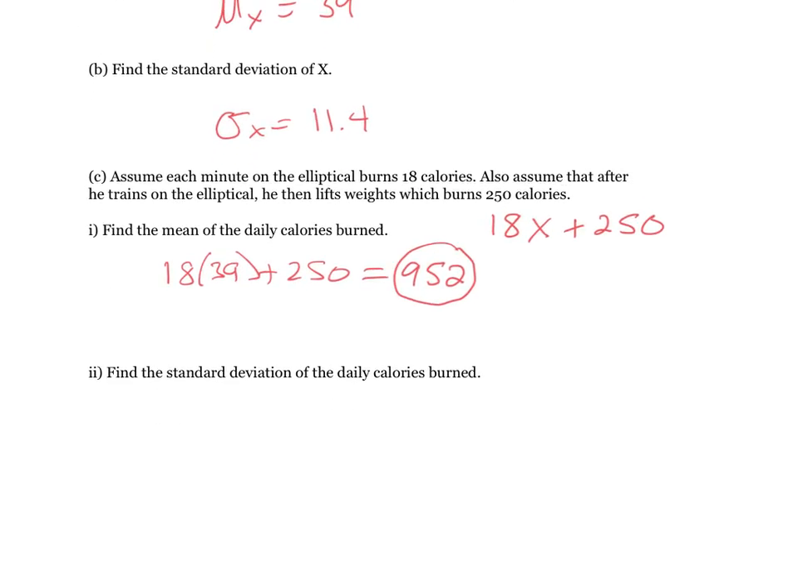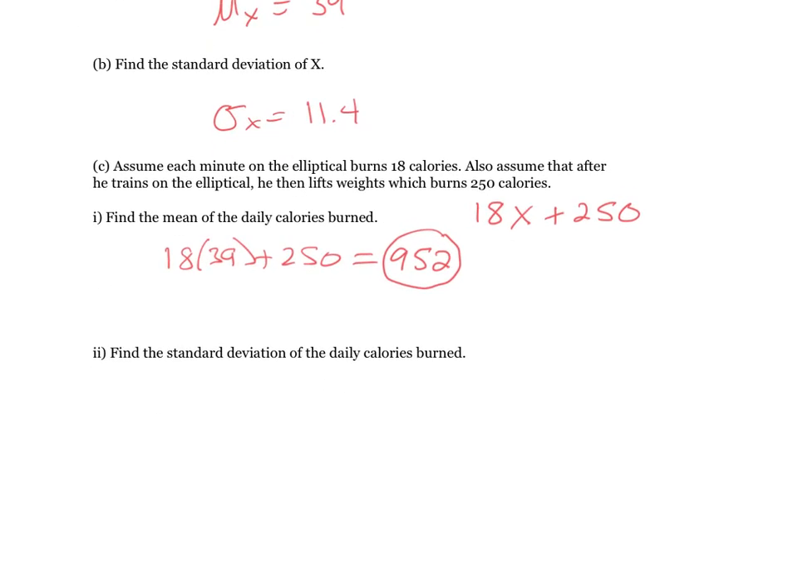Now, for the standard deviation of the calories burned, all we really care about for the standard deviation is that it's 18 times how many minutes we rode. We don't care about the adding 250. The 250 is a constant and does not change the spread. So our standard deviation before was 11.4, so I'm going to multiply 18 by 11.4, and it's 205.2.